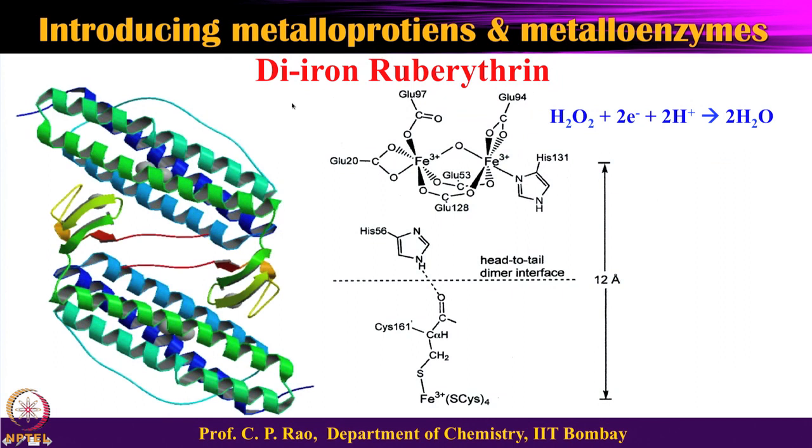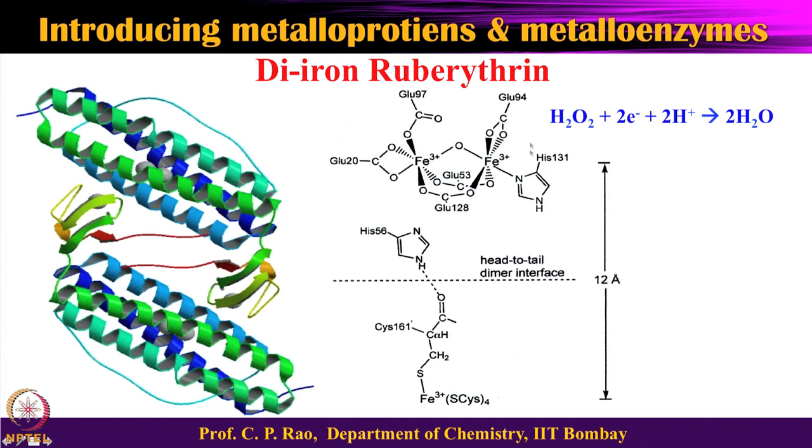So, we have seen the total role of this enzyme, the two compartments. Having seen this, let us move to the next enzyme of the diiron, which is the ribritrin. As I mentioned already, it catalyzes the breakdown of the H2O2 to water. So, that means it is a catalase activity. It is essentially a catalase kind of an activity.